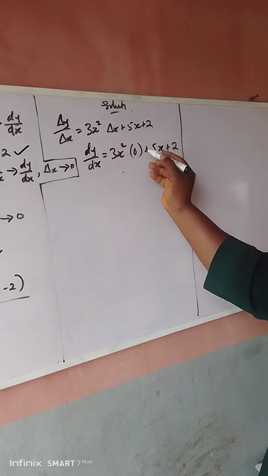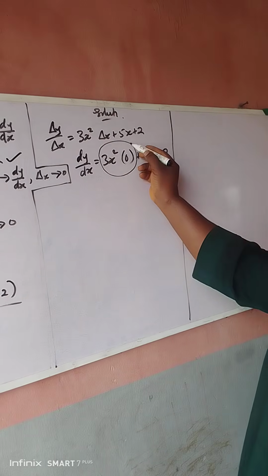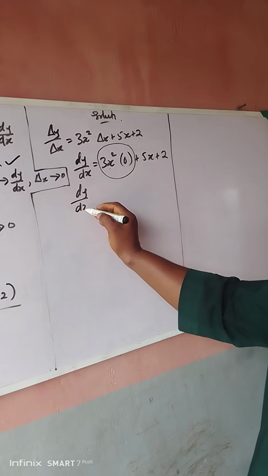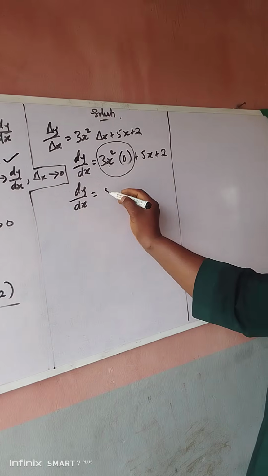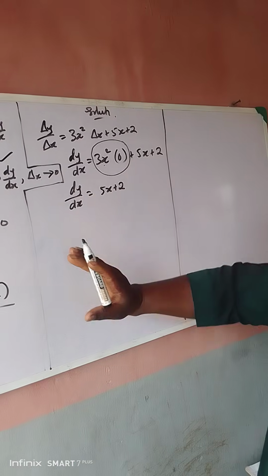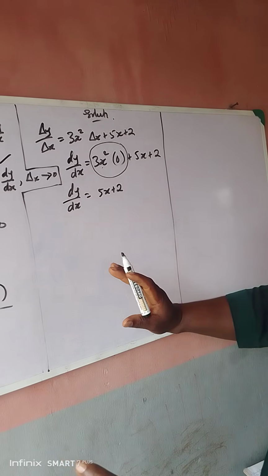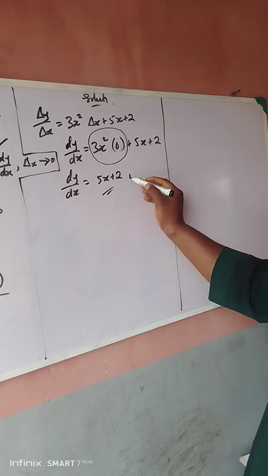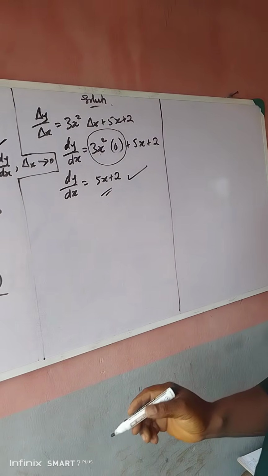Now, let me simplify. Of course, you know that this function is equal to 0. Anything multiplied with 0 is 0. So I'll now have dy over dx is equal to what? 5x plus 2. So that is just my answer, because there was no further question to simplify it. So I will now have dy/dx is equal to this. Final answer. Now let us go to the next one.